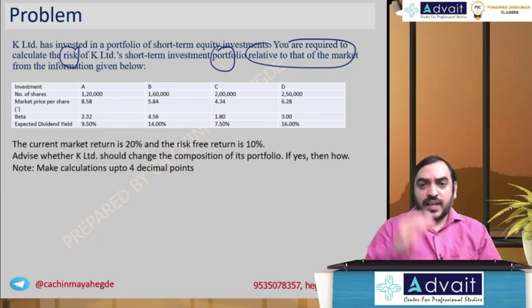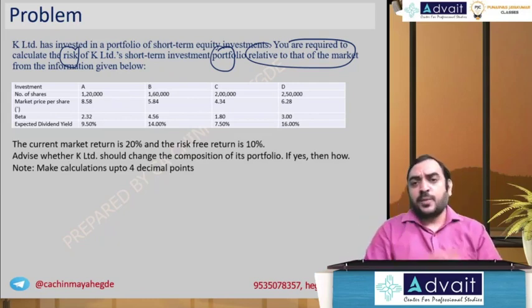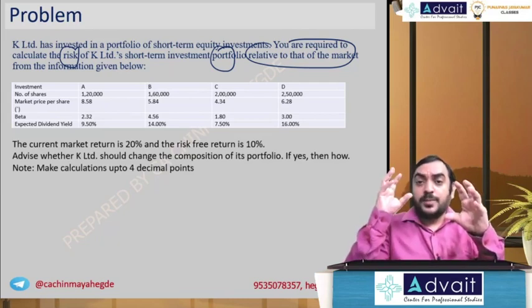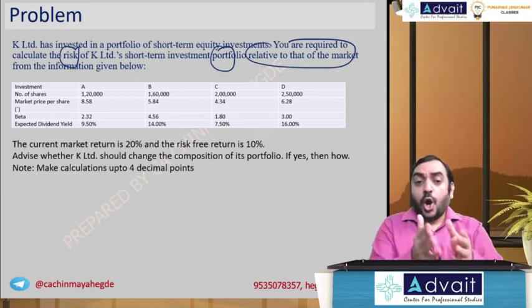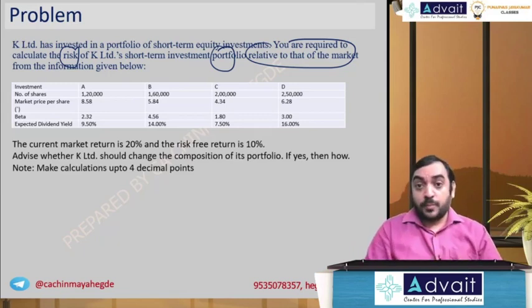Okay, let's first calculate the top paragraph. We have to calculate portfolio beta. You know the process: weights multiplied by beta. The weighted average is the portfolio beta. How do we calculate the weights? Not based on the number of shares, but based on the value of investment.